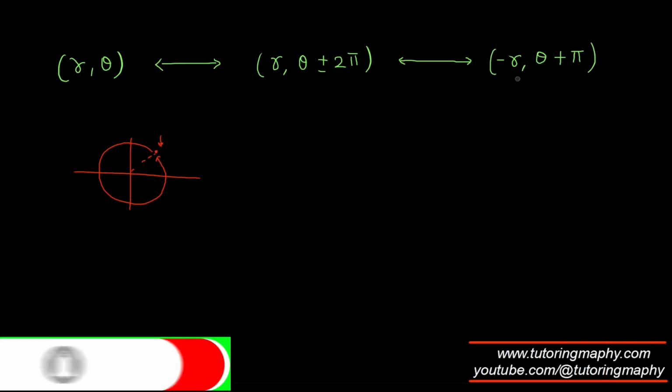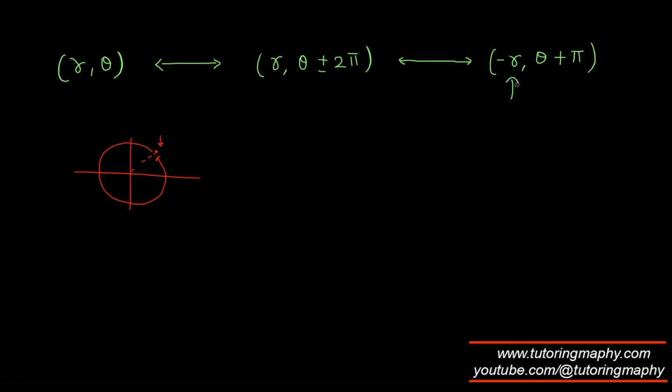Because that's what happens, right? If I make r negative, it basically switches 180 degrees, or pi. And if I again add pi to the theta, it will again come back to the same point. It's like double negatives cancel. This negative is also moving by pi, this is also moving by pi. So the effect overall is nullified. So that's why these are equivalent points.